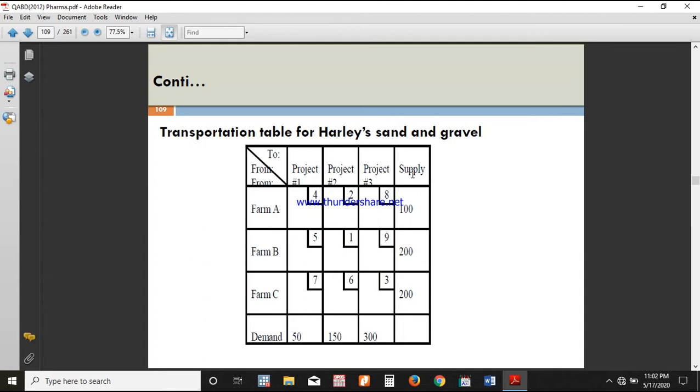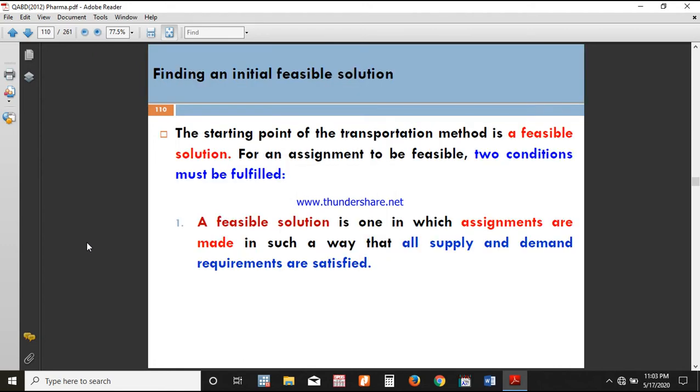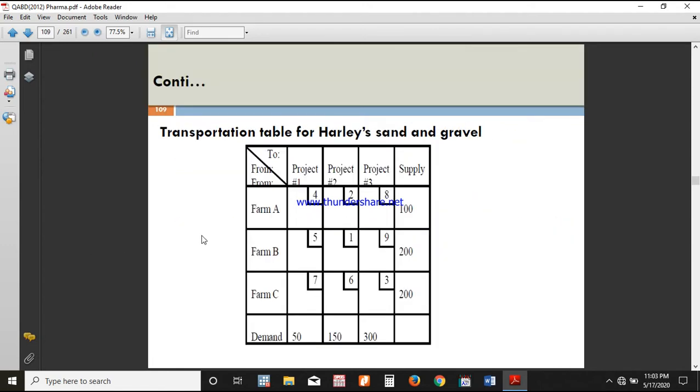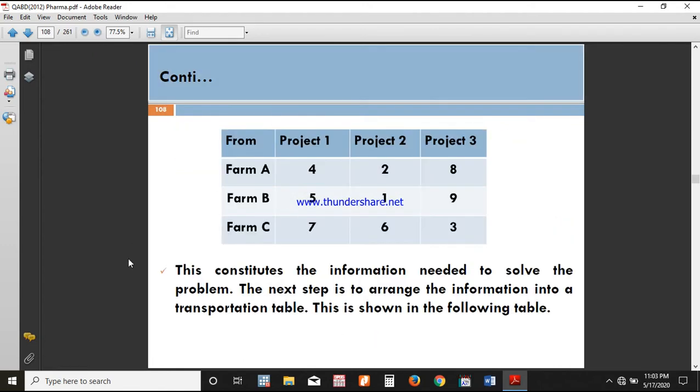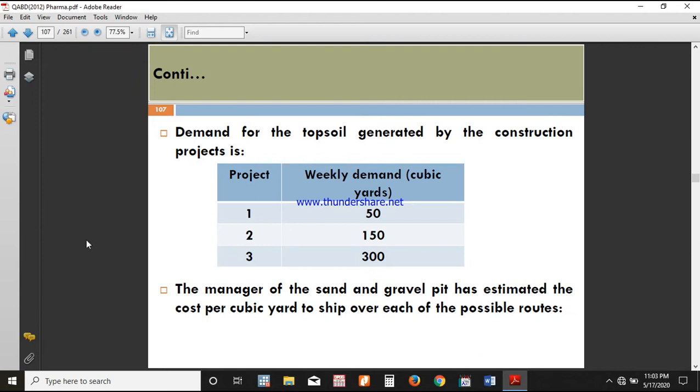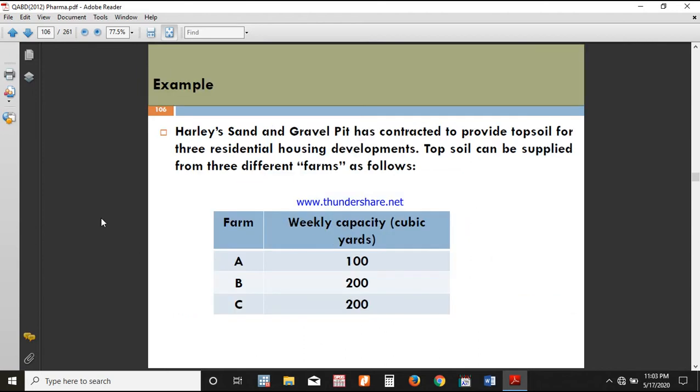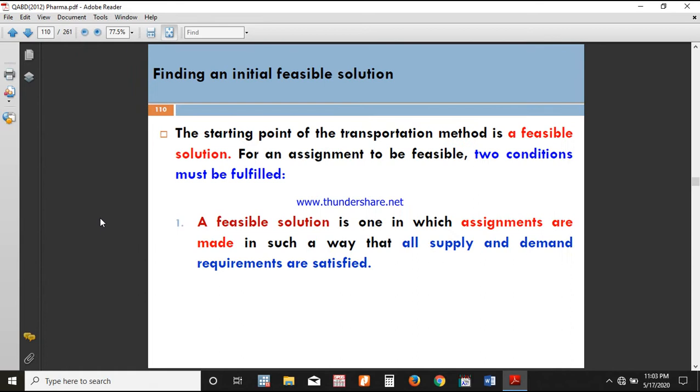In order for this to be considered a transportation model, the demand and the supply should be equal. When you sum these values, the total will equal 500. Now this is a transportation model with the given issues. The next step is finding an initial feasible solution.